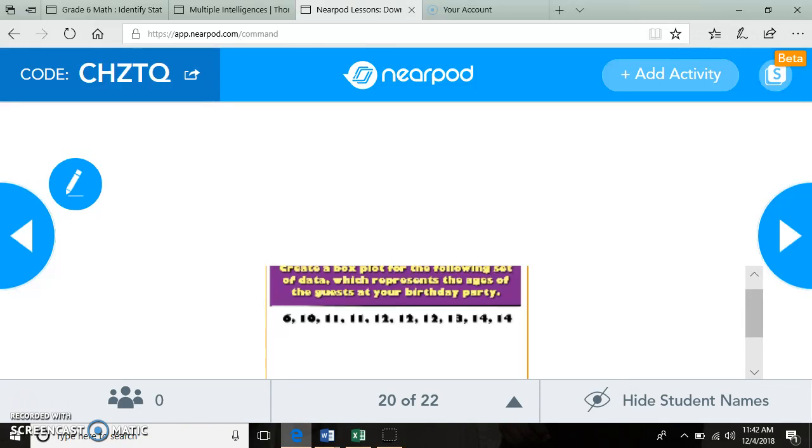Remember, if you have any questions, feel free to shoot me an email on your Google Classroom, and I would be honored to answer them because I love when you guys ask questions when you are not sure. So now you guys should know the basics and the important information on how to create a box plot when given a numerical set of data.